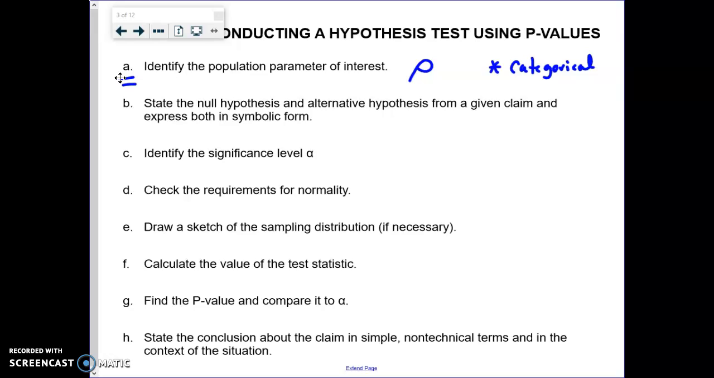We're still going to state a null and alternative hypothesis, this time involving rho. We're going to identify the significance level, just like we did before. Now, this is going to be different because we're not talking about a t-distribution like we did with population means. We're talking about a standard normal z-distribution. And we'll talk about those requirements here in a little bit. You can draw a sketch if you need to. We're going to calculate the value of the test statistic, which is going to be a little bit different because it's going to involve, again, a standard normal z-score and not a t-score. And then we're going to use that to find a p-value, compare it to alpha, and then state the conclusion.